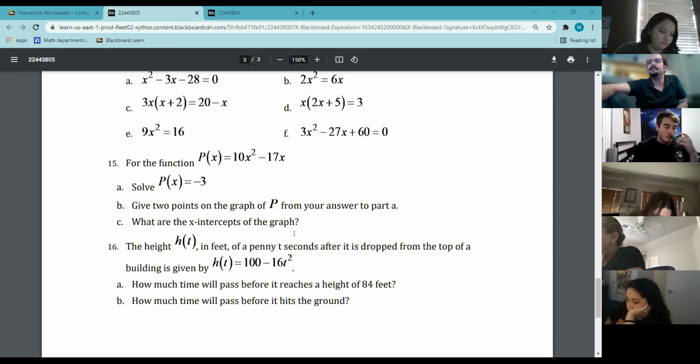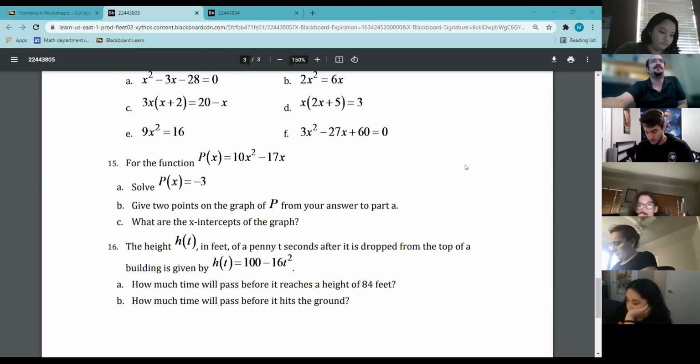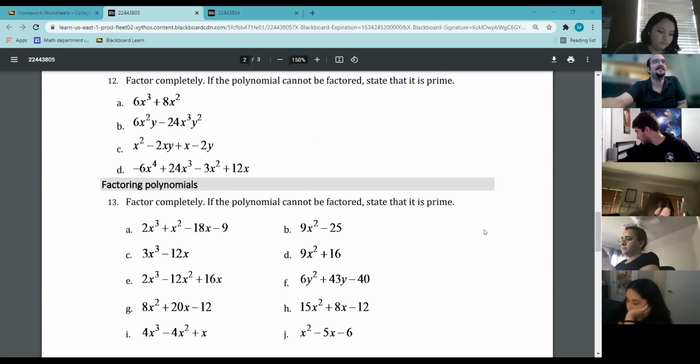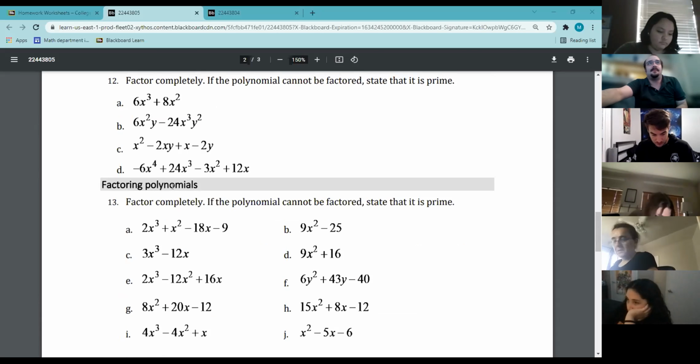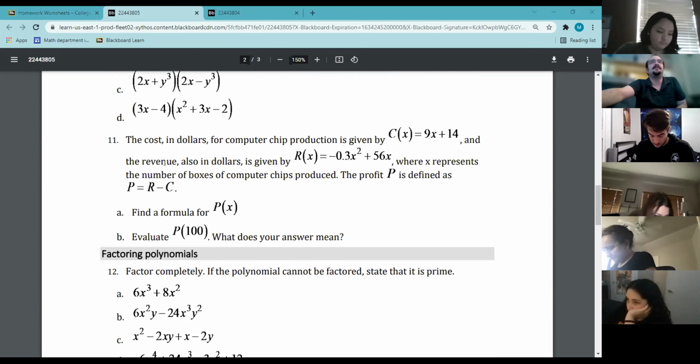Where are we at? All right, I'll give y'all some time to work on these. Bring y'all back in about 10 minutes. See where we're at. If y'all need more time to work on them, I'll give you a little bit more time. But factoring is a pretty big part of this test. So we do need to spend some time on factoring and those sorts of things. 11, yeah, that's just compositions of functions.